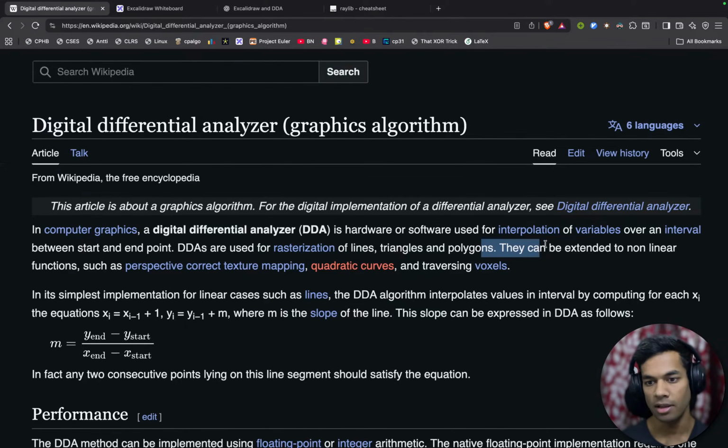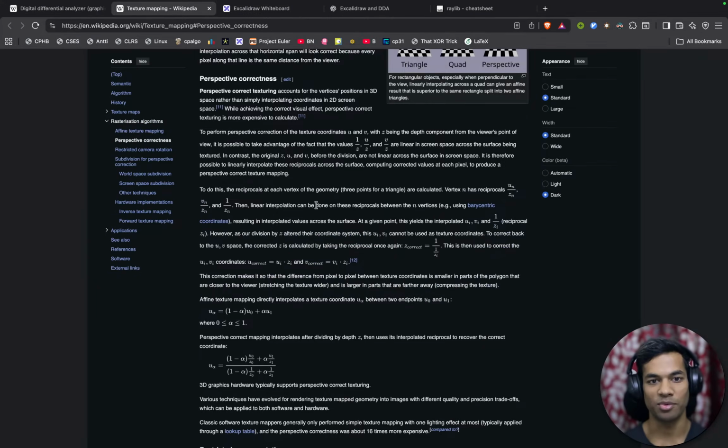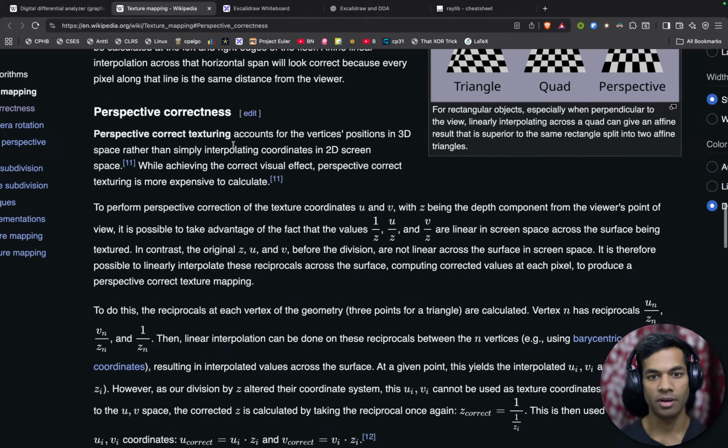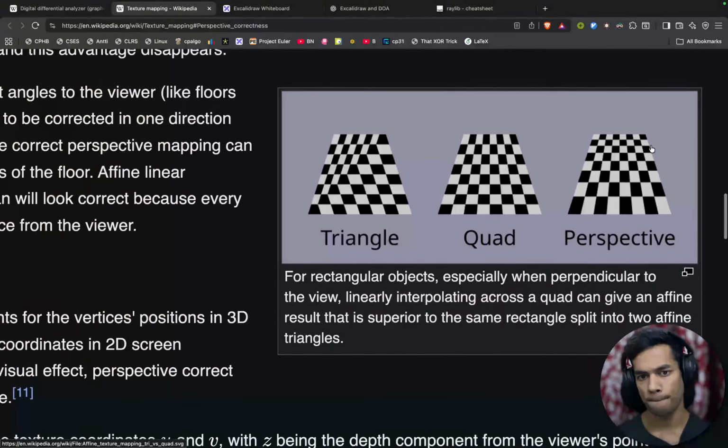Rasterization with linear or non-linear functions, and perspective-correct texture mapping. Perspective-correct texturing accounts for the vertices' positions in three-dimensional space, rather than simply interpolating coordinates in 2D space.